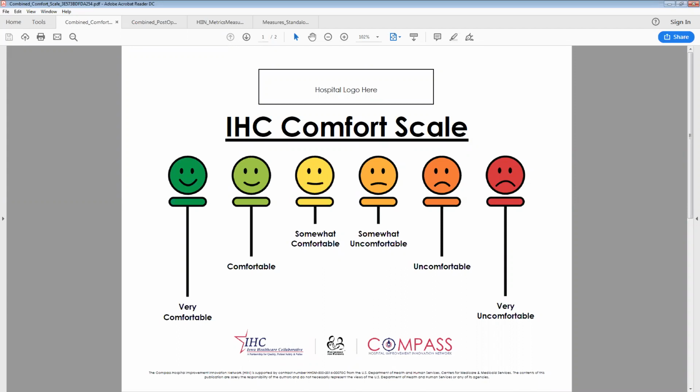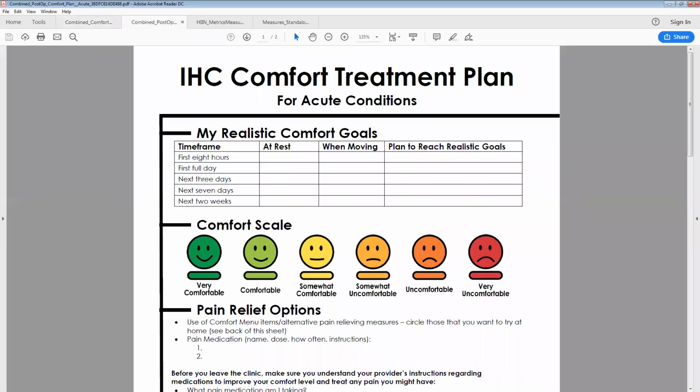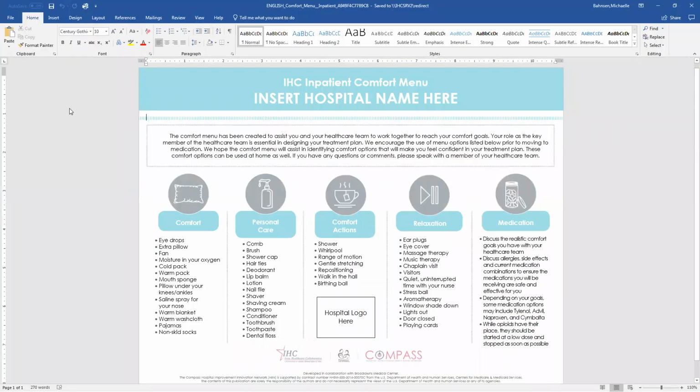And I'm going to bring that up right. Oops, that's the wrong one. I apologize. It's actually this one, and this is a comfort menu. And as you can see here, it talks about comfort, personal care, some comfort actions, relaxation, and medication. And this is to be done with the patient.